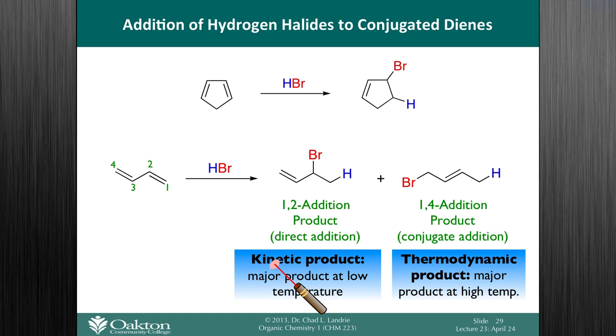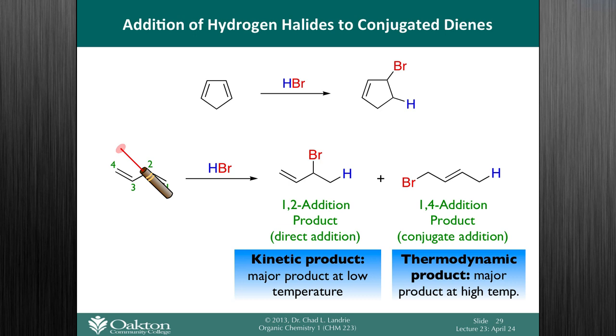Under kinetic control at low temperatures, we obtain 1,2 addition products. Under thermodynamic conditions, at high temperatures and reversible conditions, we obtain 1,4 addition products. In the case of 1,2 addition, we protonated carbon 1, and it appears that bromide added to carbon 2. In the case of 1,4 addition, we protonated carbon 1, and bromide added to carbon 4.